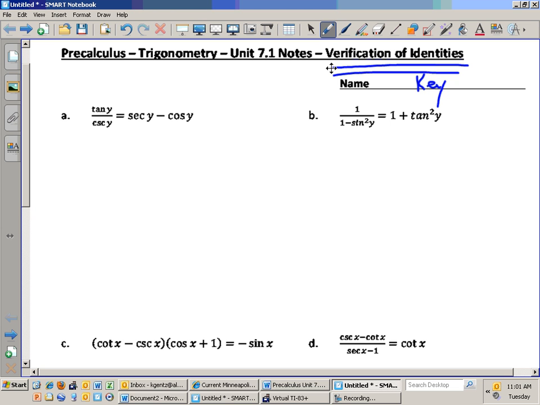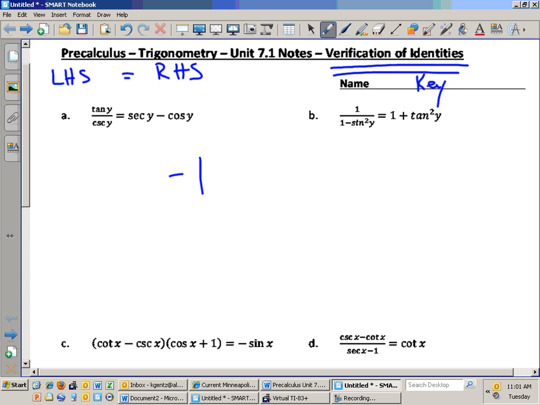Okay. Verification of trig identities. You have a left-hand side equal to a right-hand side. You must choose to work with one and not the other. You may not do something to both sides. That would be illegal. Watch this.